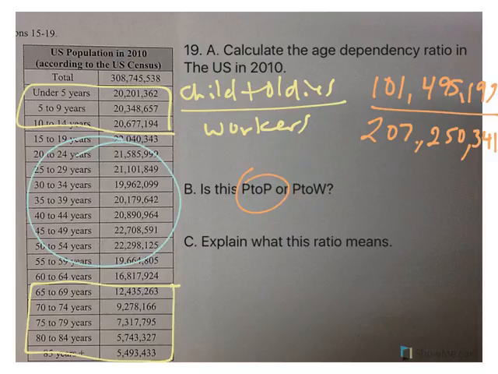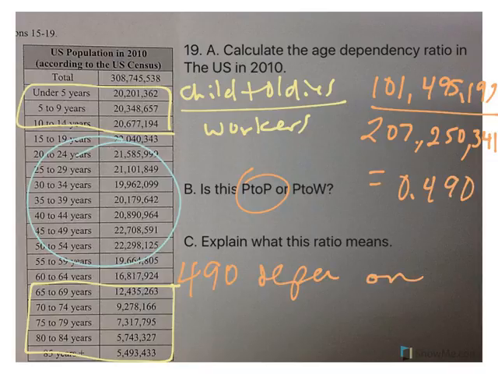So we have 101,495,197 dependents compared to the working class. Now these are still two parts of the population, so it's part to part. In this, the ratio is 0.490. So there are 490 dependents on every 1,000 workers. So each worker is almost supporting an additional half of a person on top of themselves, is basically what that means. And that is the end of the ratios skills practice.